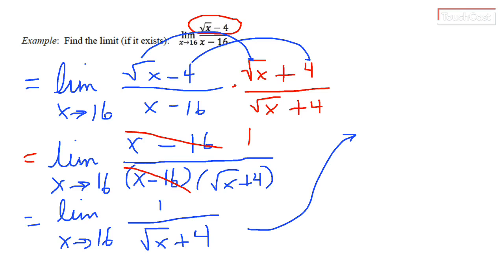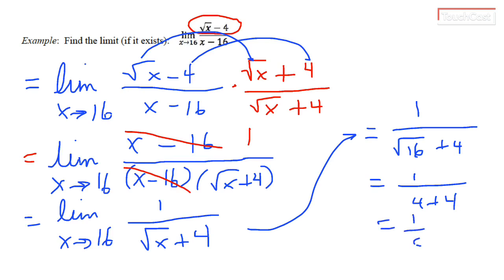I'm just going to move up to my next line. Once substituting 16 in does not give me a division by 0 problem, it's legal to substitute it in. So this is going to be 1 over the square root of 16 plus 4, which makes 1 over 4 plus 4 to make 1 over 8. Final answer.